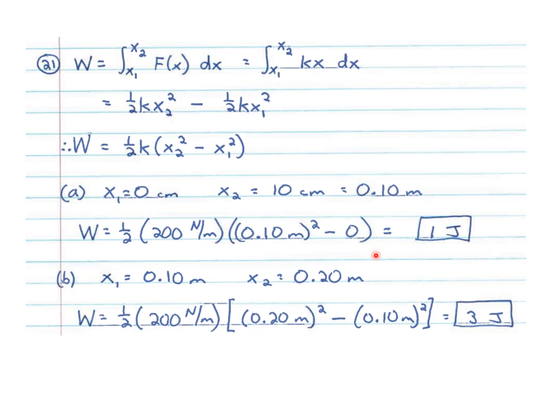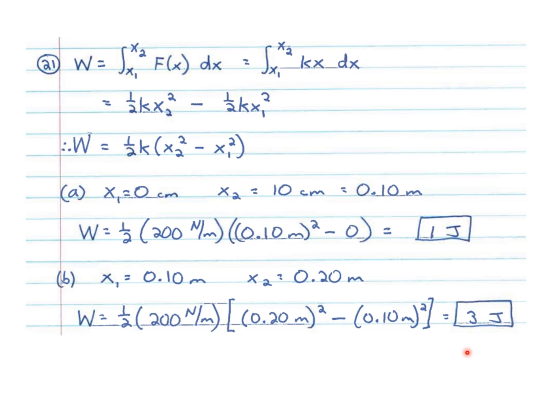For part B, we're stretching it from 0.1 to 0.2, so it's 1/2 times 200 times (0.2 squared minus 0.1 squared). Make sure that you use proper rules of arithmetic, that you don't just do 0.2 minus 0.1 and then square it. It is 0.2 squared, then minus 0.1 squared, and you get 3 joules.